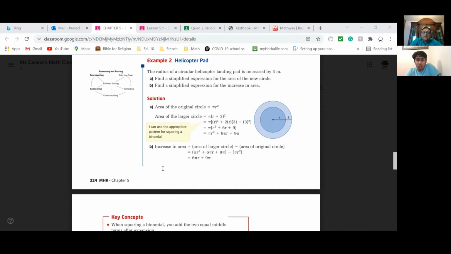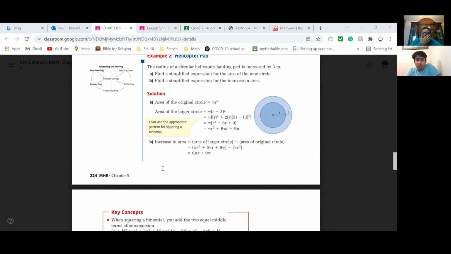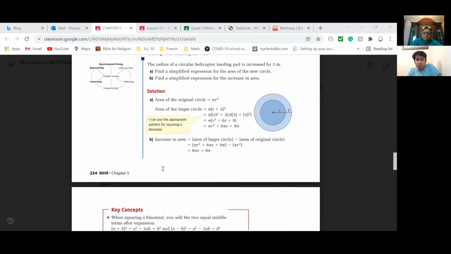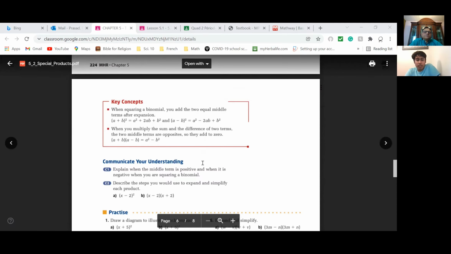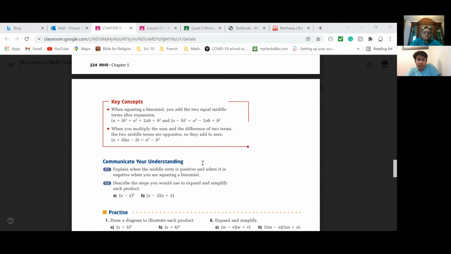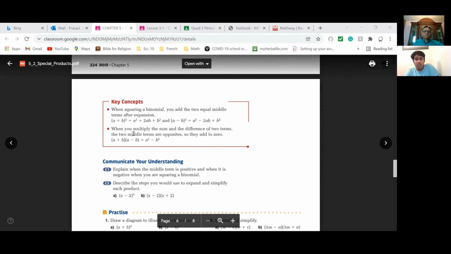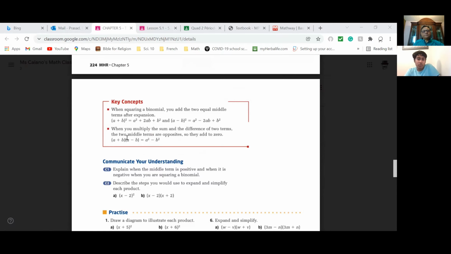So increase in area, for example, in this case, right? And then key concepts: when squaring a binomial, you add the two equal middle terms after expansion, and when you multiply the sum and the difference of two terms, the two middle terms are opposite, so they add to zero. Correct.